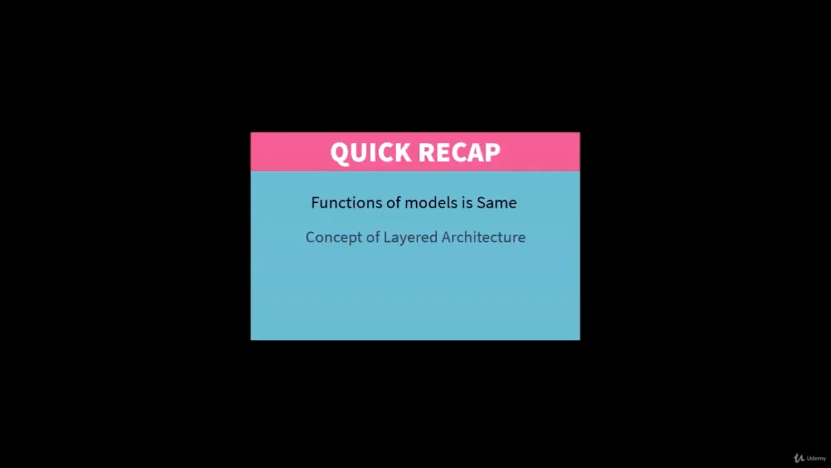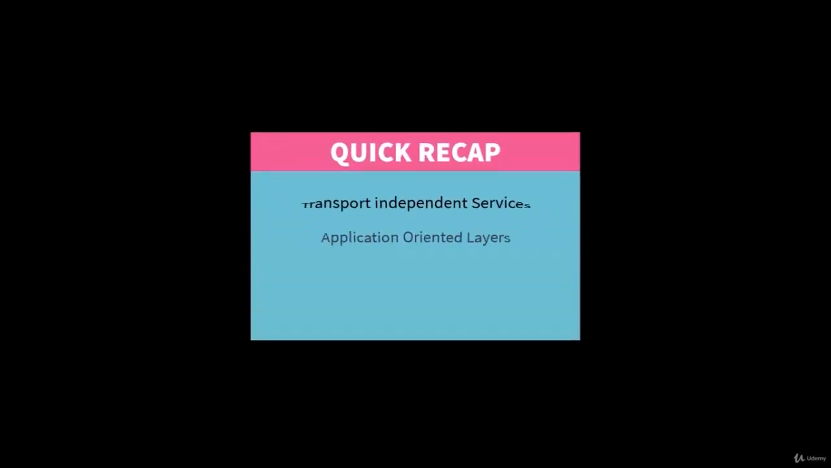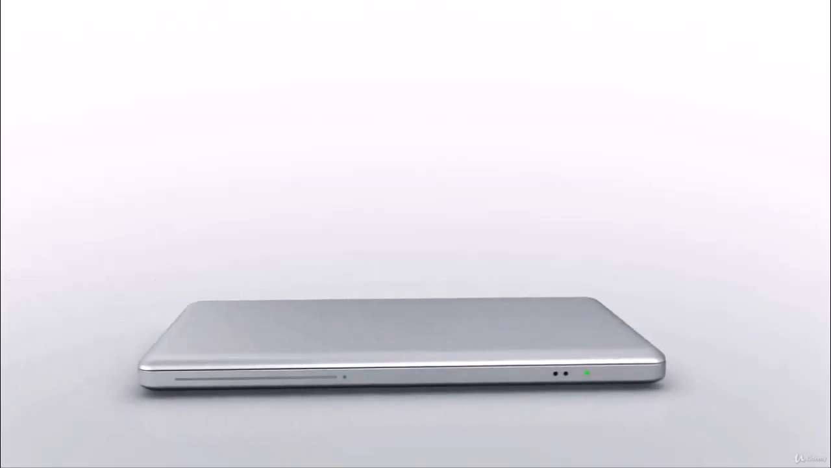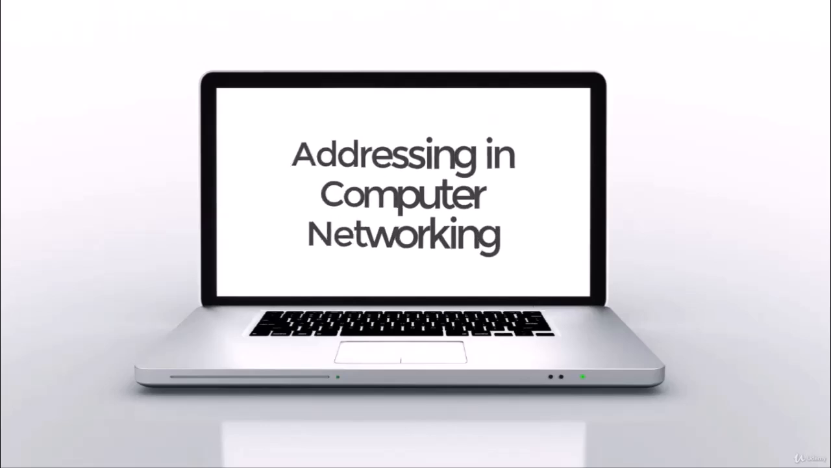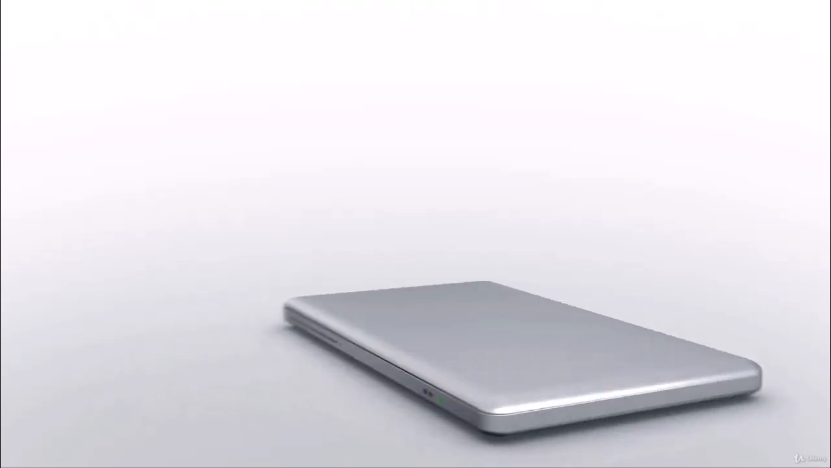So, let us have a quick recap. In both the models, the functions of the layers are approximately the same. Both the models use the concept of layered architecture. The transport layers and the layers below it provide transport independent services, and in both the models, the layers above the transport layer are application oriented. So, in the next lecture, we will have an introduction to addresses in computer networking, and we will see why addressing is very important and also discuss the different types of addresses in computer networks.